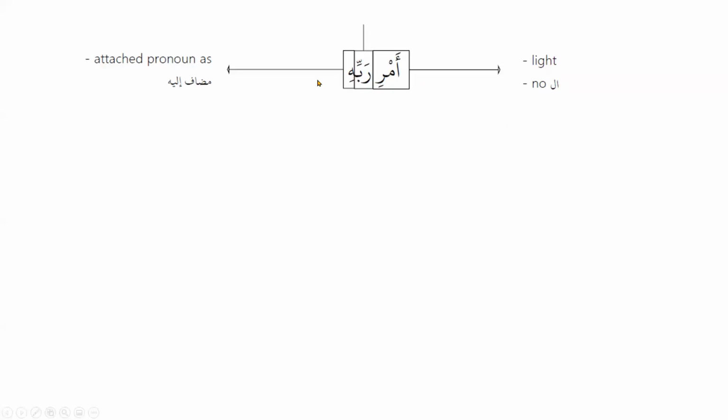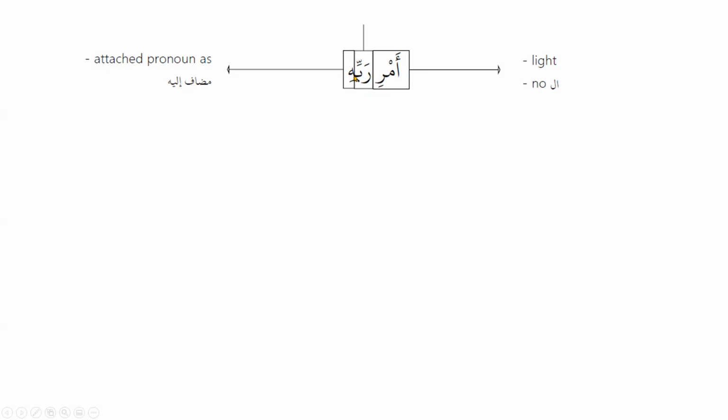So this is again an idafa chain. Amri means commands, so command of his Lord. Amri is light, clearly no alif lam, so it's a candidate for mudaf. Rabbi, this is Rabbi, not Rabba, because the kasra is below the shadda. So Rabbi is jar. Amri Rabbi, the command of Lord.